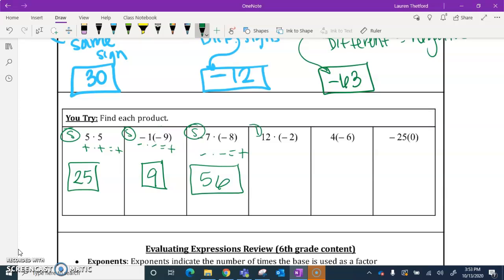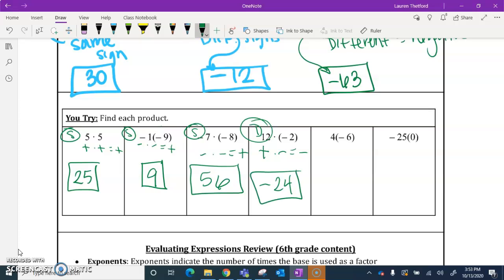These are different signs. And so that means that we are going to have a positive times a negative, which gives me a negative. And so I know my answer will be negative. 2 times 12 gives me 24.